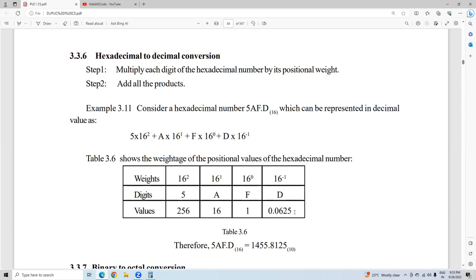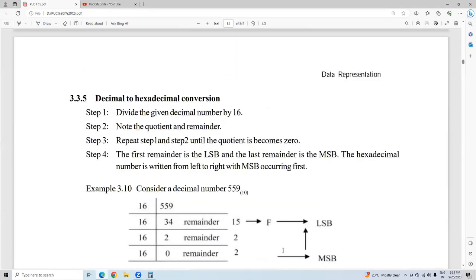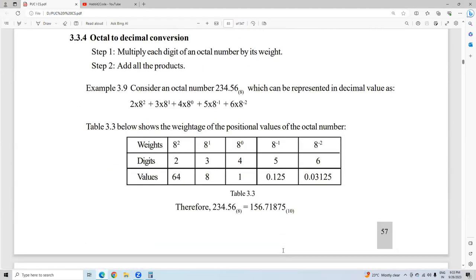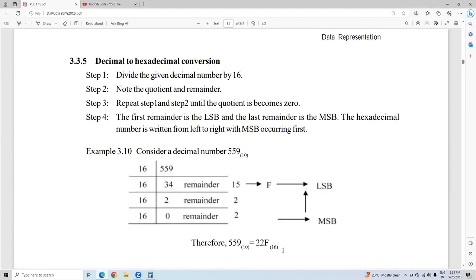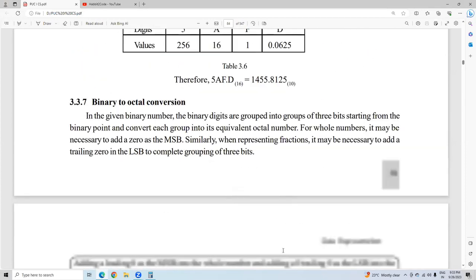Then 0.0625 into 13, right? If you multiply and add all these values, you will get the answer 1455.8125 base 10. Now see what we did: decimal to octal, octal to decimal, decimal to hexadecimal, hexadecimal to decimal.